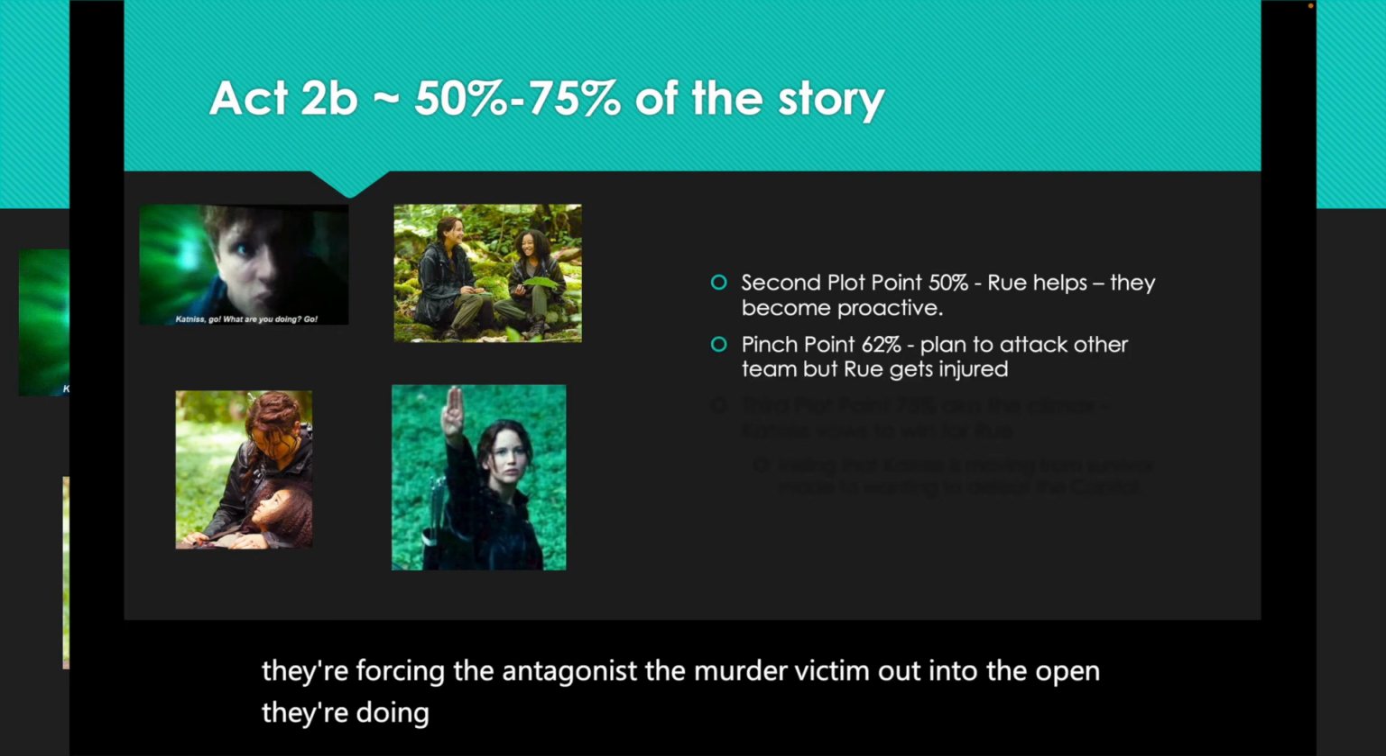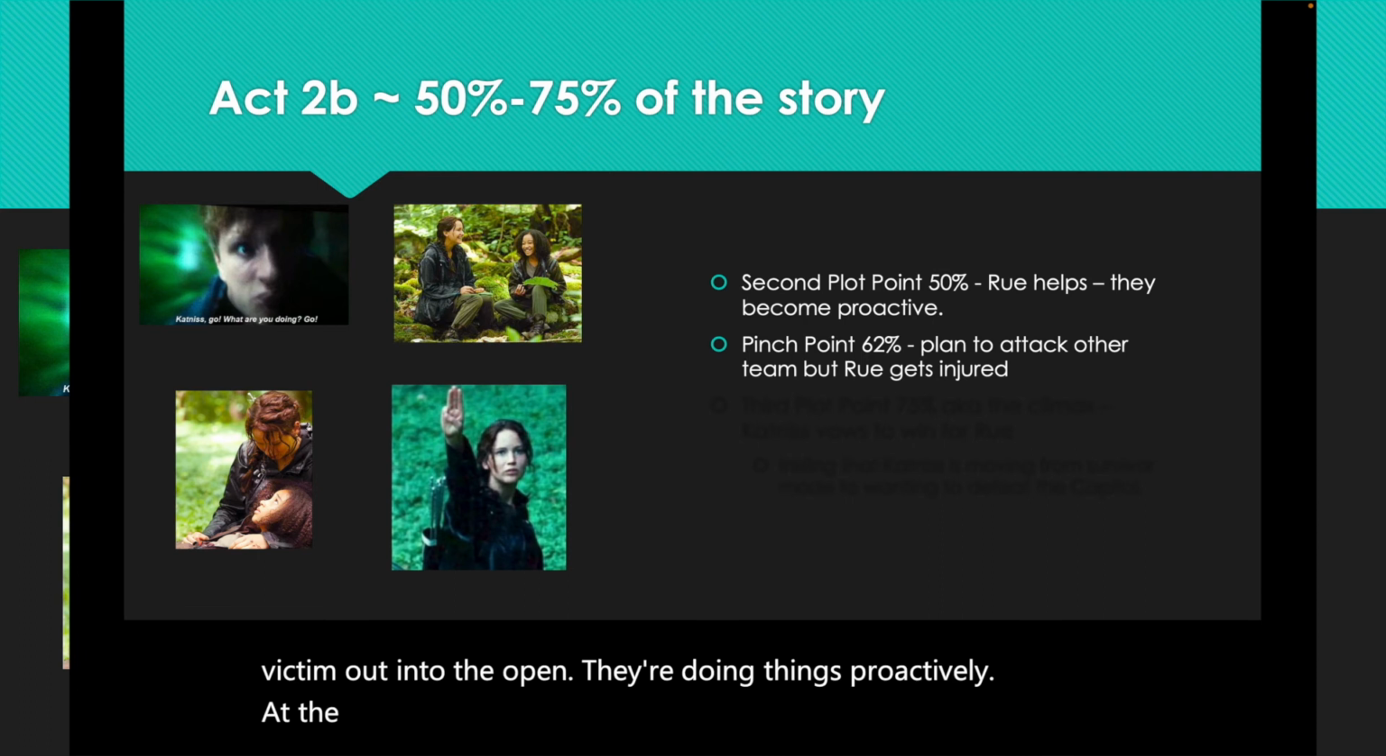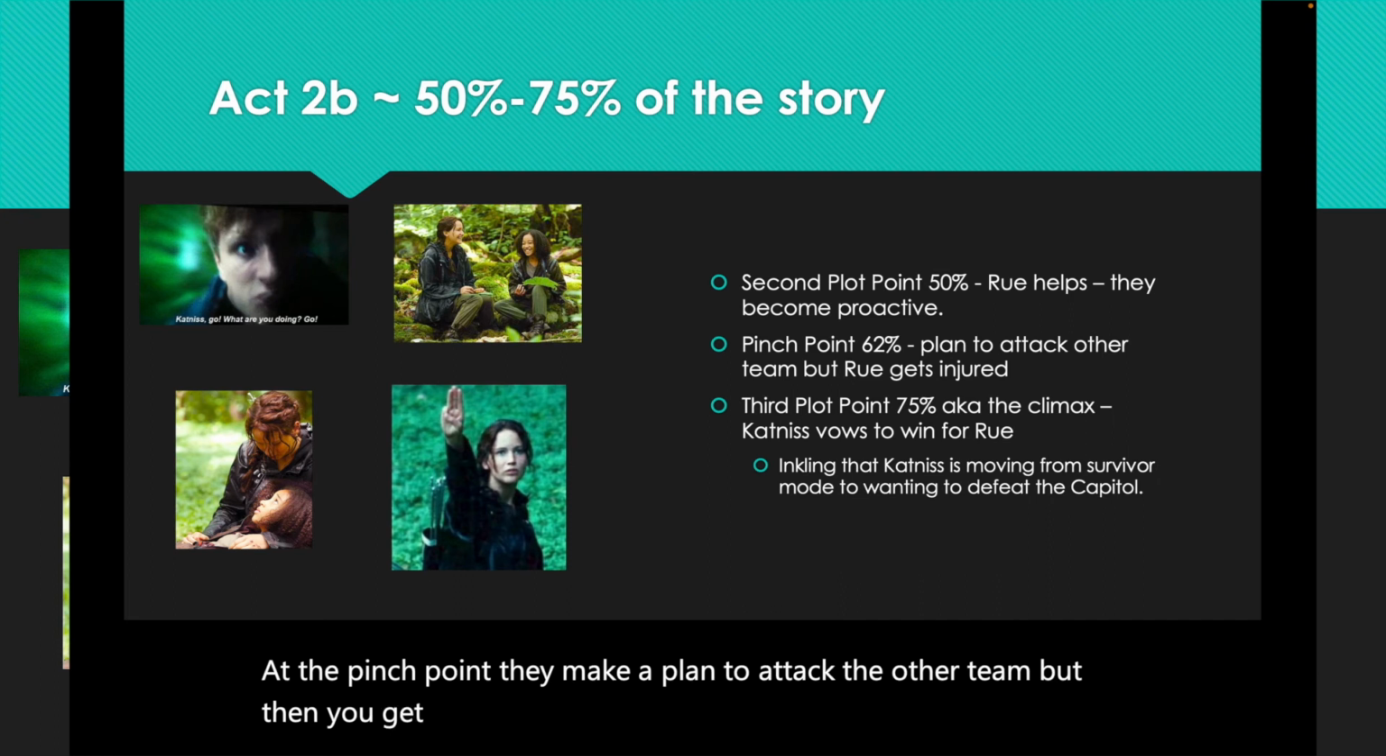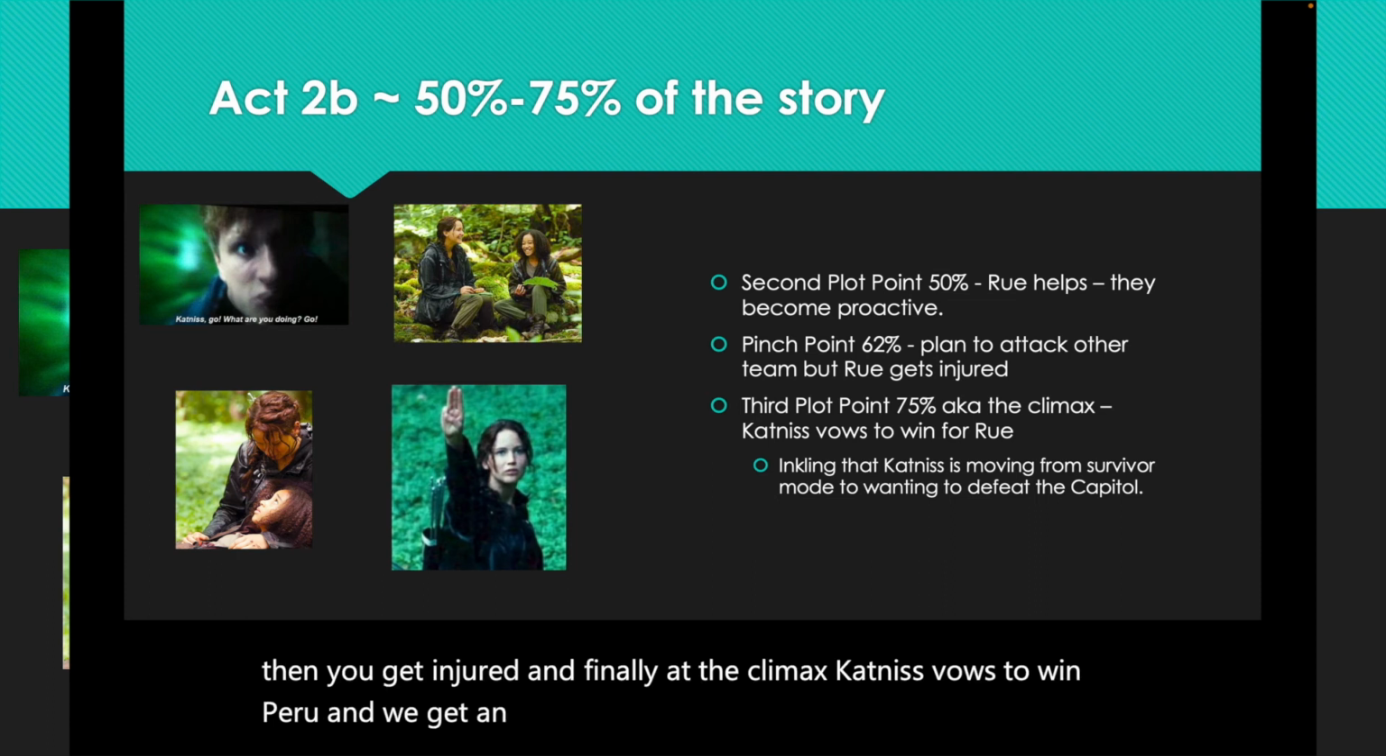At the pinch point, they make a plan to attack the other team, but then Rue gets injured. And finally, at the climax, Katniss vows to win for Rue. And we get an inkling that Katniss is moving from survivor mode to wanting to defeat the Capitol.